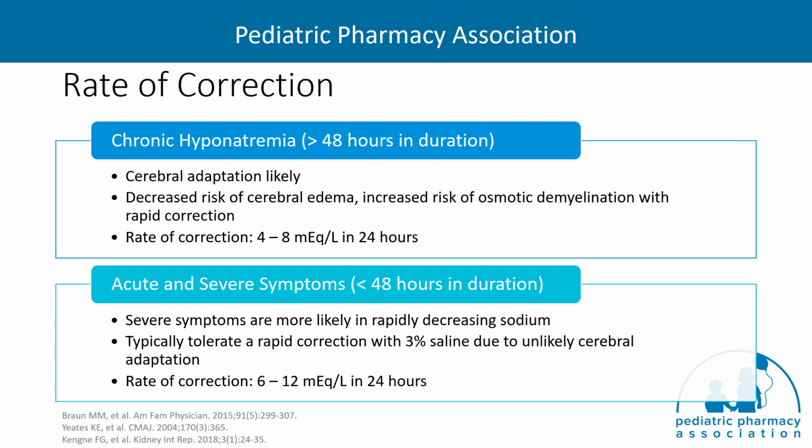For those patients with acute and severe symptoms, meaning less than 48 hours in duration, severe symptoms are more likely to occur, and they typically tolerate a more rapid correction of their sodium with hypertonic saline due to the unlikely cerebral adaptation occurring. For chronic hyponatremia, a rate of correction should be 4 to 8 milliequivalents per liter per 24 hours, whereas patients with acute hyponatremia can have a correction of 6 to 12 milliequivalents per liter in 24 hours.